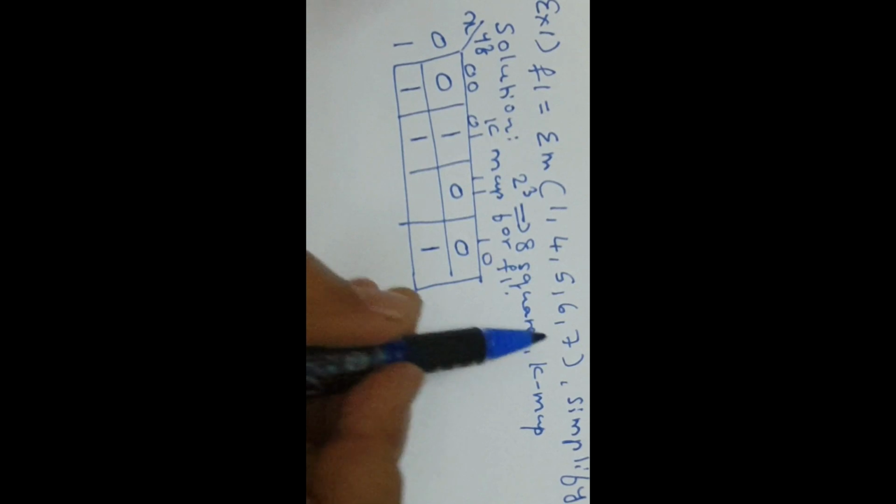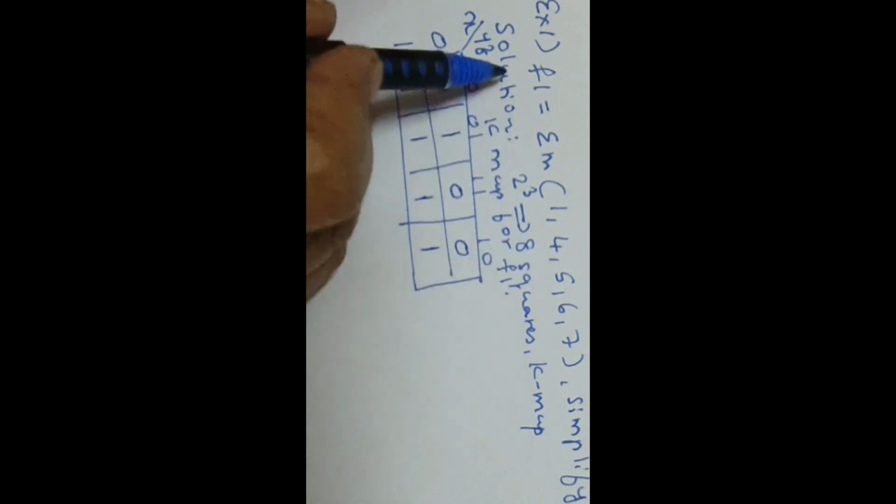Then minterm 4 is present, hence 1 in the m4 place. This is 5, m5 place. This is 6, m6 place, and 7, m7 place. Whichever minterms are present in the given Boolean equation, in their place in the K-map we will fill ones. In other places, minterm 0, minterm 2, minterm 3 are not there, hence 0 is written here. So the first step, drawing the K-map and filling the values, is over. Next we'll have to group this, right?